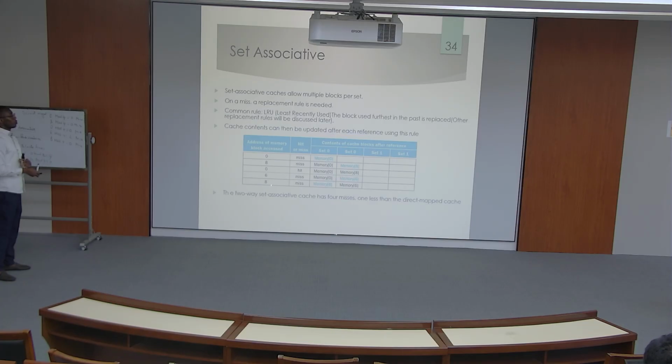Now we have block 8 that needs to be loaded into set 0. Then we have block 0 and 6. Then we need to replace block 0 because it's the least recently used. So this way we have 4 misses for the set associative technique. Clear?